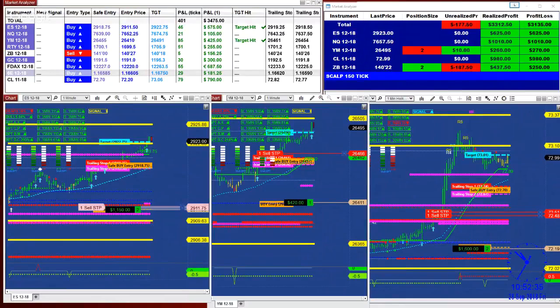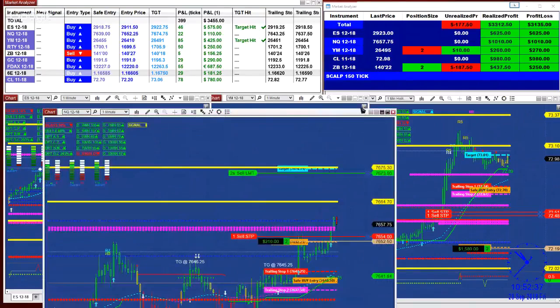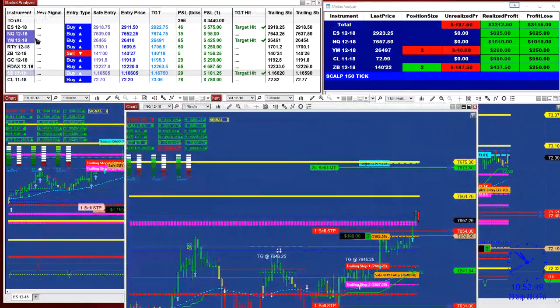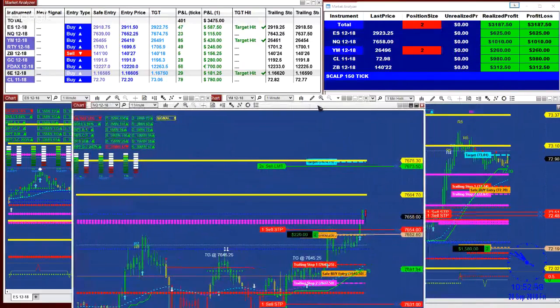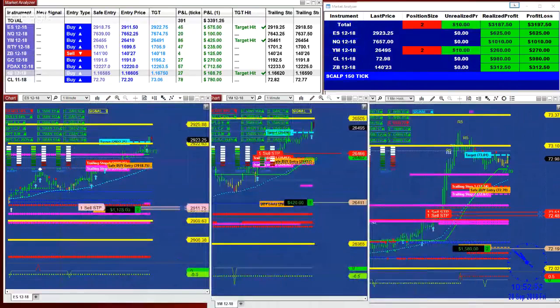Right now we have 400 ticks. The last signal we called was the NASDAQ. We gave you the numbers, entry price, everything. And right now we are 398 ticks into the plus, total of 3,475 based on one contract.